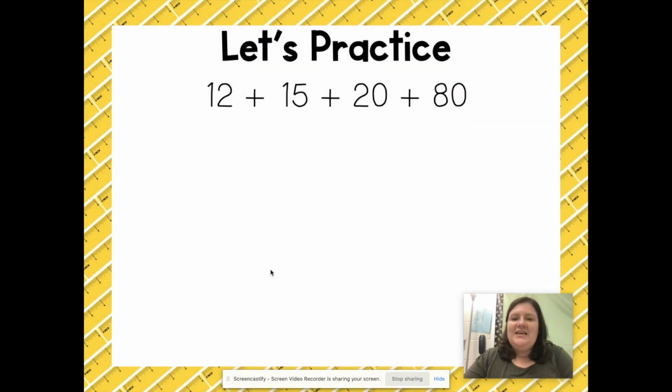12 plus 15 plus 20 plus 80. Ooh, I see a way to make 100. Go ahead and answer this question using whatever strategy is comfortable for you. All right, let's go over our answer. 12 plus 15 plus 20 plus 80 is going to equal 127. Awesome job, boys and girls.